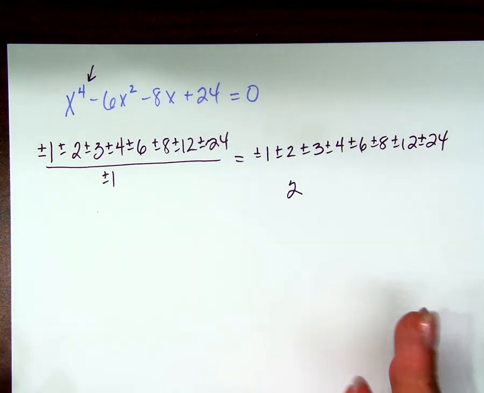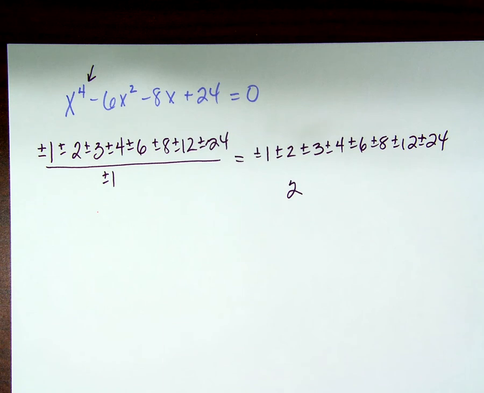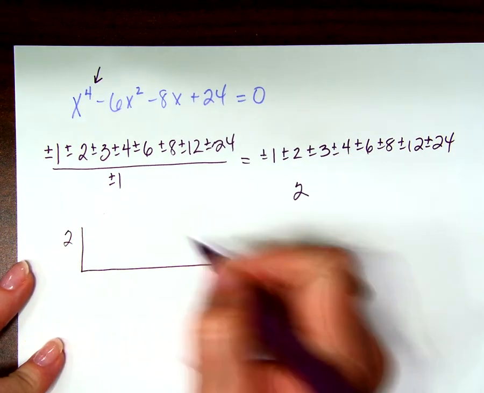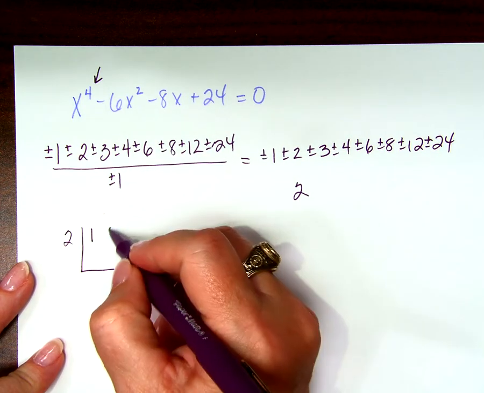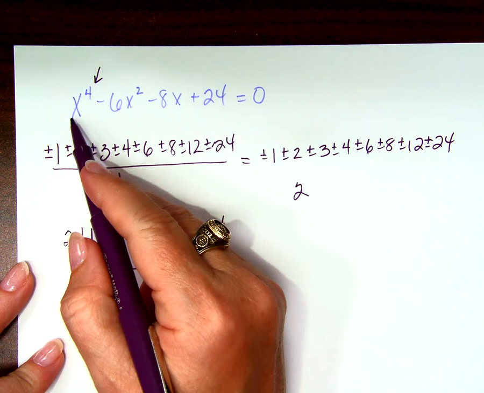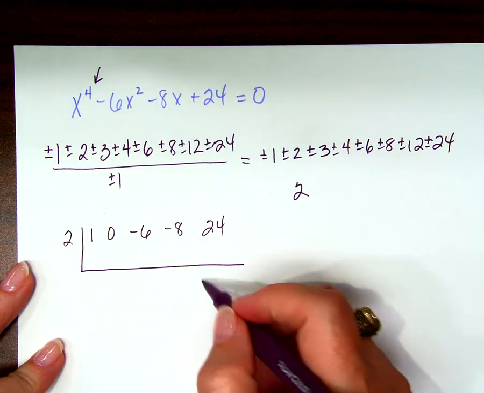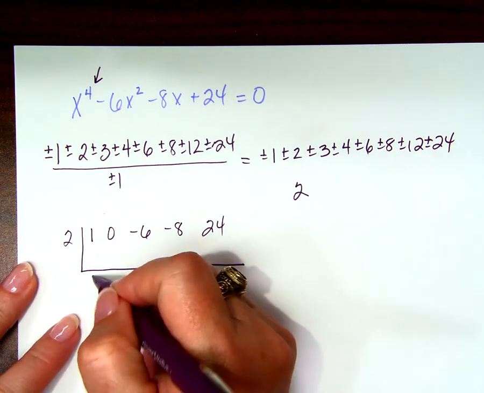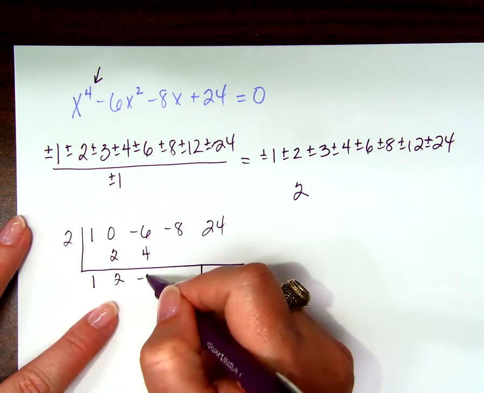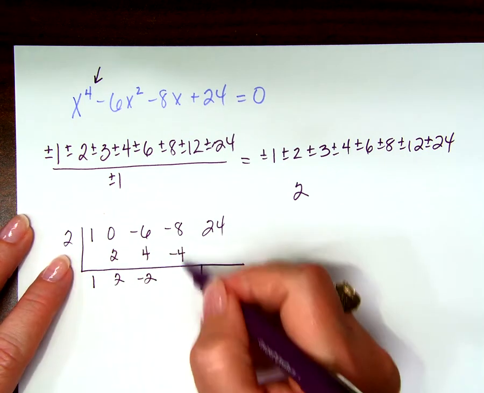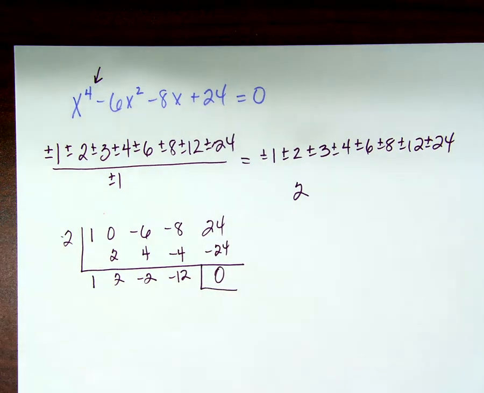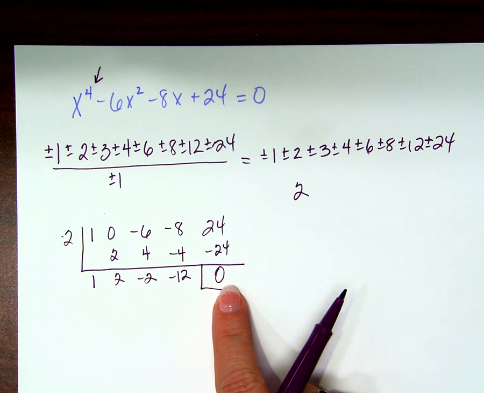So at this point, it would probably be a good idea to do synthetic division to see what's left and see what I can do from there. Okay, so if I do synthetic division with my 2, I have a 1, a 0, a negative 6, a negative 8, and a 24. 4, 3, 2, 1, constant. So 1, 2. 2 multiply 4, add negative 2, multiply negative 4, add negative 12, multiply negative 24, add is a 0.